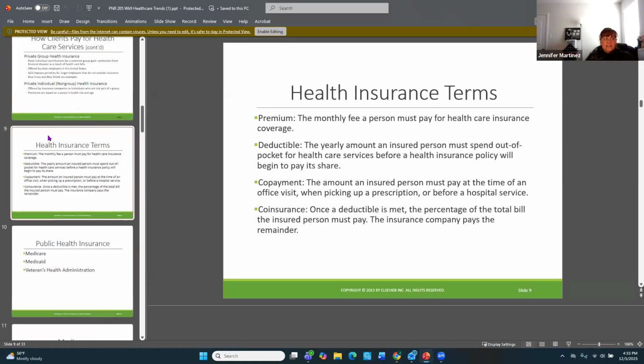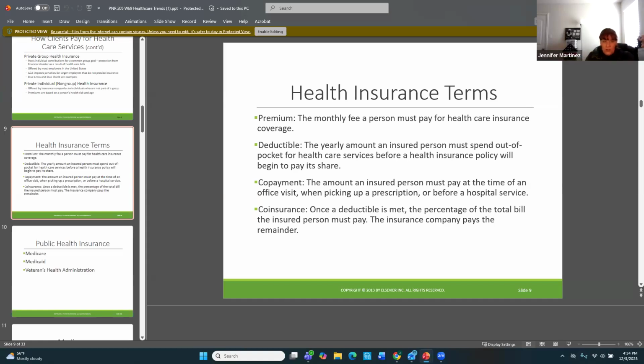Okay. So let's get into these wonderful health insurance terms. All right. So premiums. A premium is your monthly fee that you have to pay just to have your health insurance. It's just like when you pay your car insurance, okay? That's the set fee that you have to pay. You pay them every month. They send you a little card that says you have their health insurance.